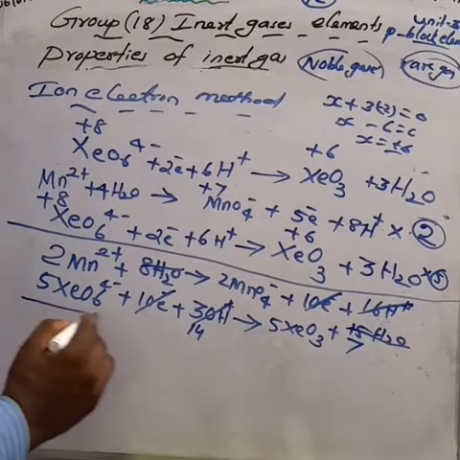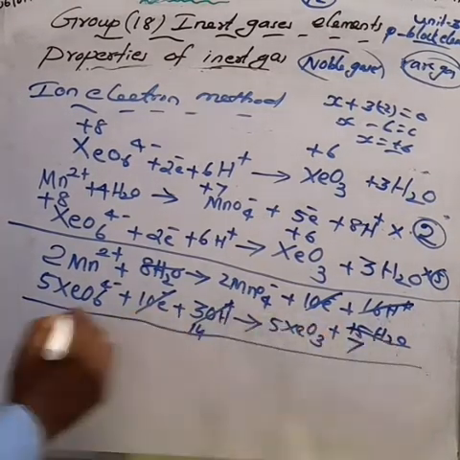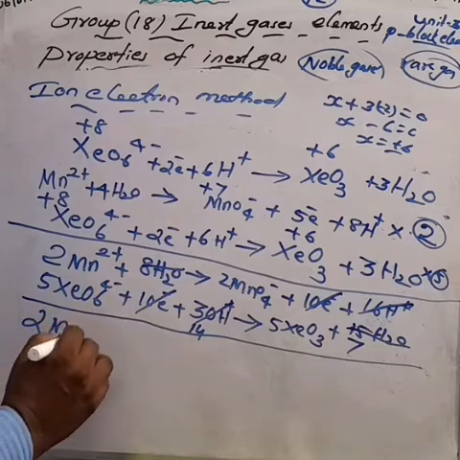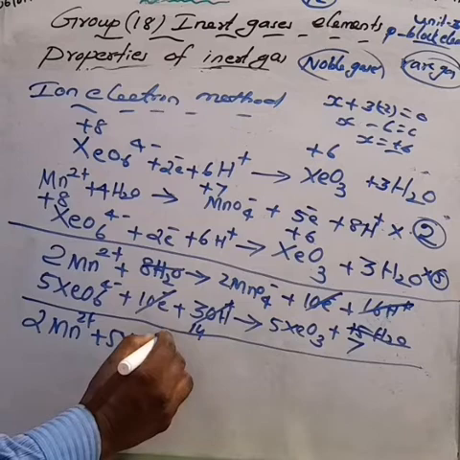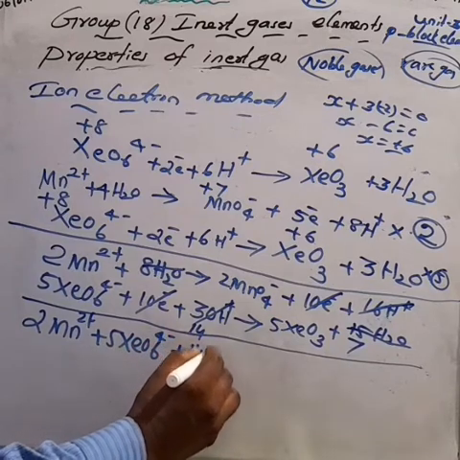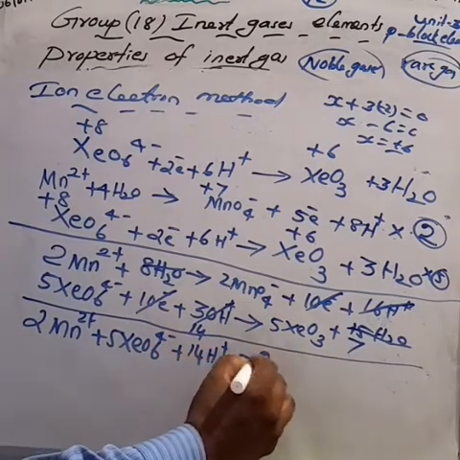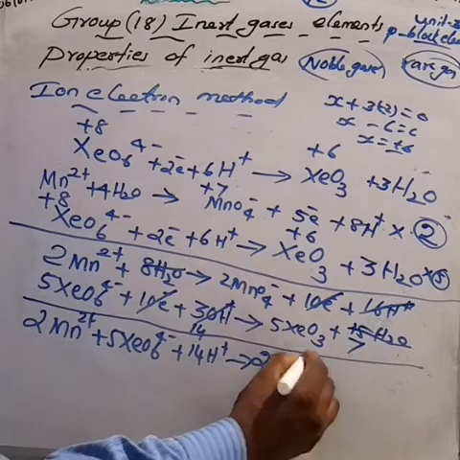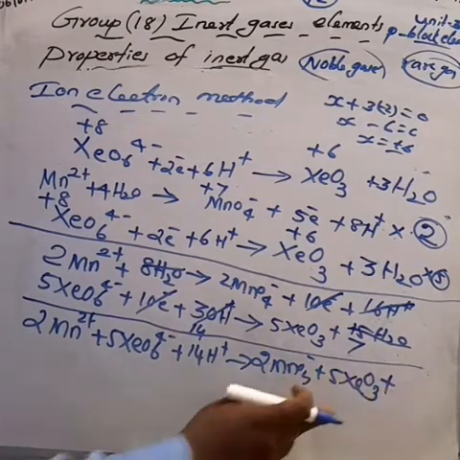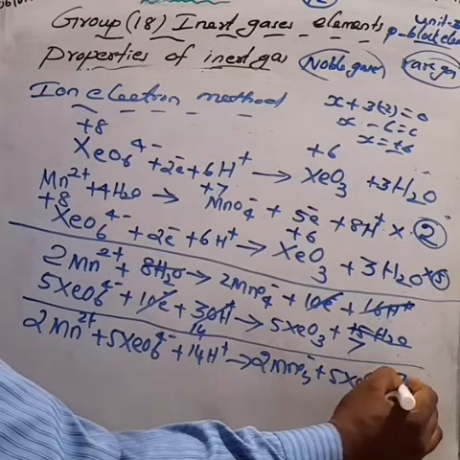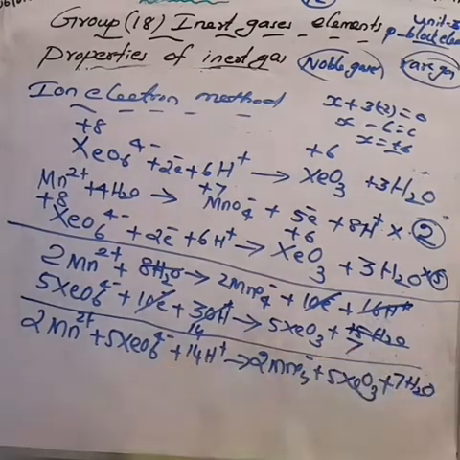So what is remaining here? 2Mn2 plus 5 XeO6 4 minus plus 14 H plus gives 2MnO4 minus plus 5 XeO3 plus 7 H2O. This is the overall reaction. Try to learn this one.